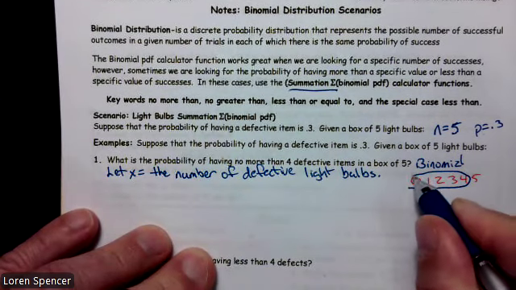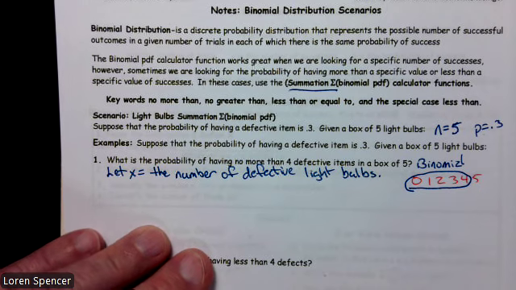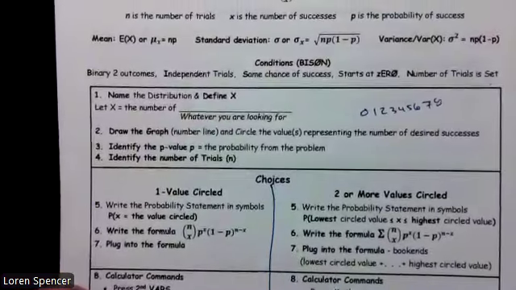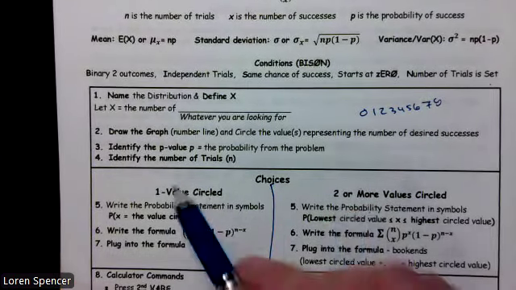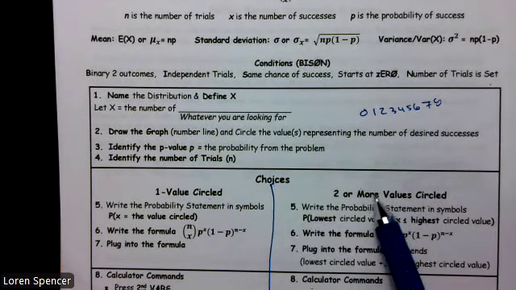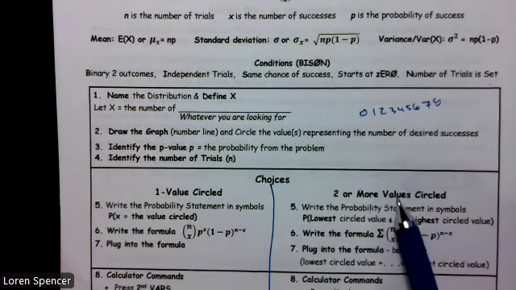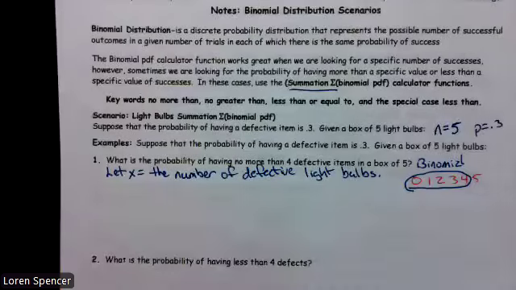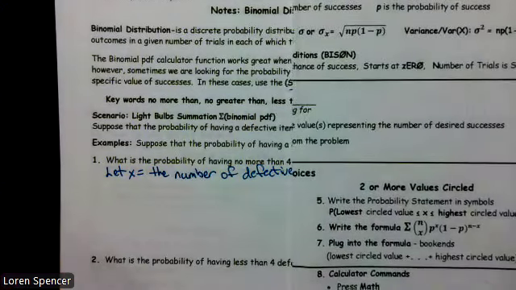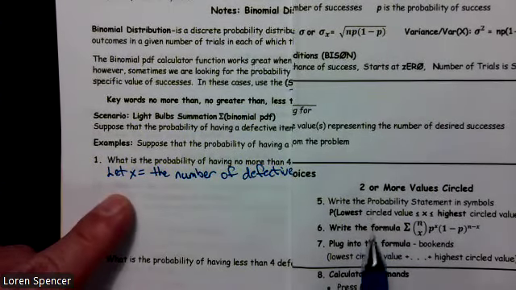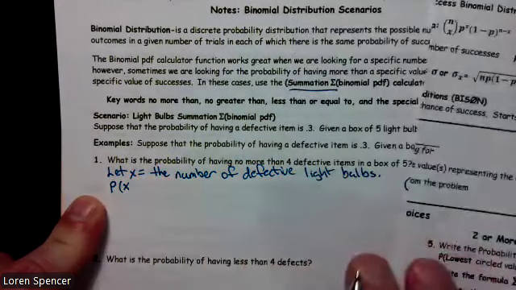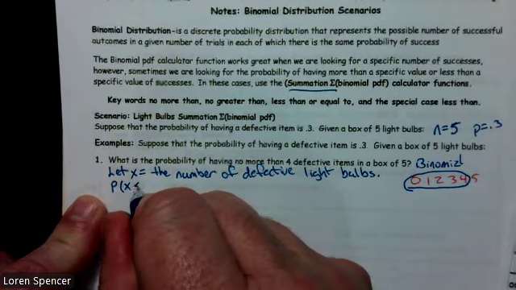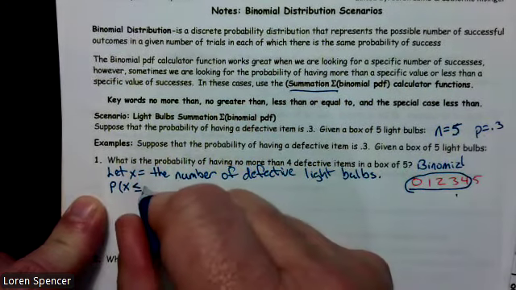In this case, I circled multiple values. If we only circle one value, we go down the left side, but if we circle more than one value, we have to go to the right-hand side. So we're going to go to the right-hand side and follow those directions for the recipe. It says write the probability statement in symbols. Well, we want the probability that X is less than or equal to 4.